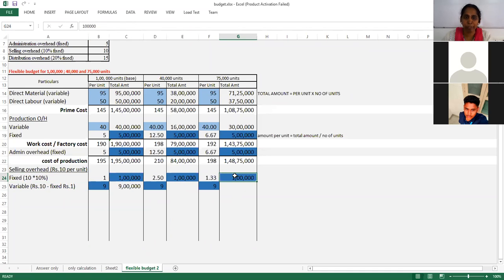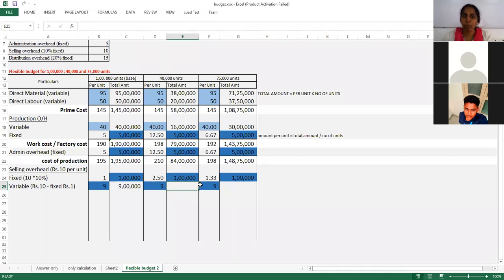Okay. If it is fixed, I'll be taking the total amount same. All the column you are filling same. And you're going to find out what is the per unit amount. So how to find per unit amount? Take the total divided by number of units, you'll get the per unit. And this is variable. If it is variable, then per unit will be same. So I am taking this 9 rupees for all per unit column. I am writing same 9 rupees, 9 rupees, 9 rupees.